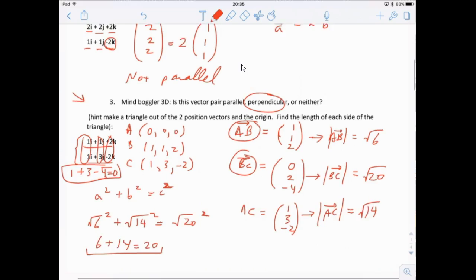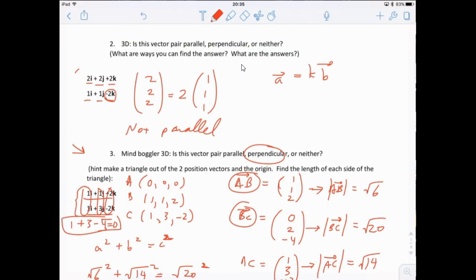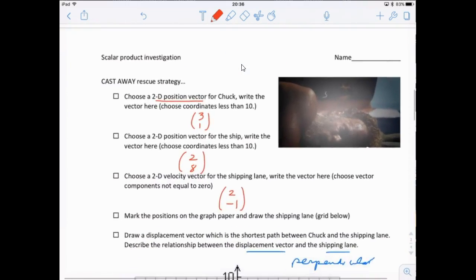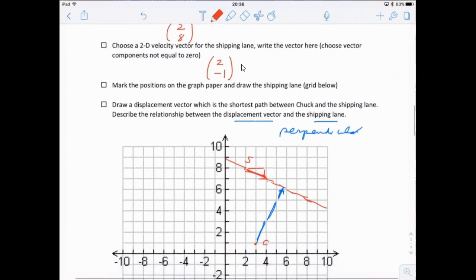Okay? Finally, what about this one? We said that these two vectors here were not parallel, but we weren't sure if they're perpendicular or not. How can we see if they're perpendicular? We multiply the x's together, we multiply the y's together, we multiply the z's together. What do we get? 1 times 2 is 2. 1 times 2 is 2. Negative 2 times 2 is negative 4. Hey, look, it adds up to 0, which means that this set of vectors is also perpendicular. Okay? All right, so now we've checked almost all the sets of vectors here. Now that just leaves Chuck.